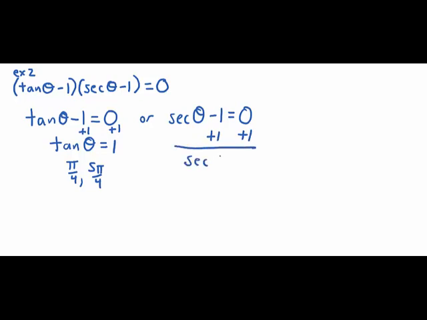Secant theta equals 1. And so if we look at that, secant theta equals 1, and we can see that that only happens when we have an answer at 0. That's when secant theta is equal to 1 at 0 degrees, or 0 radians. So the answer for this problem is going to be at 0, pi over 4, and also 5 pi over 4. So there's example number 2.